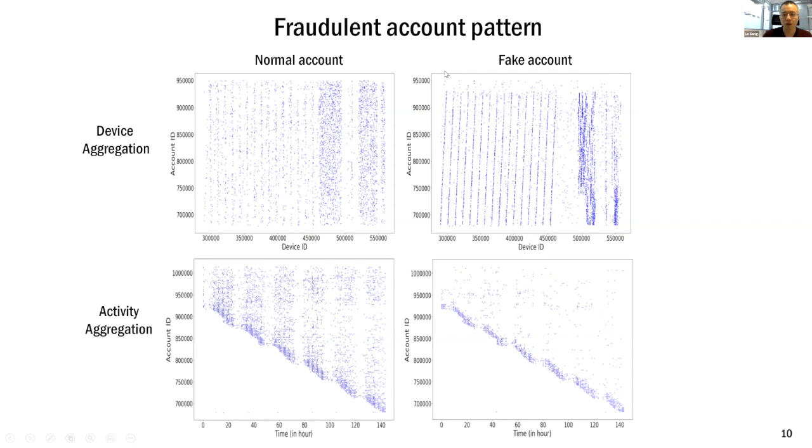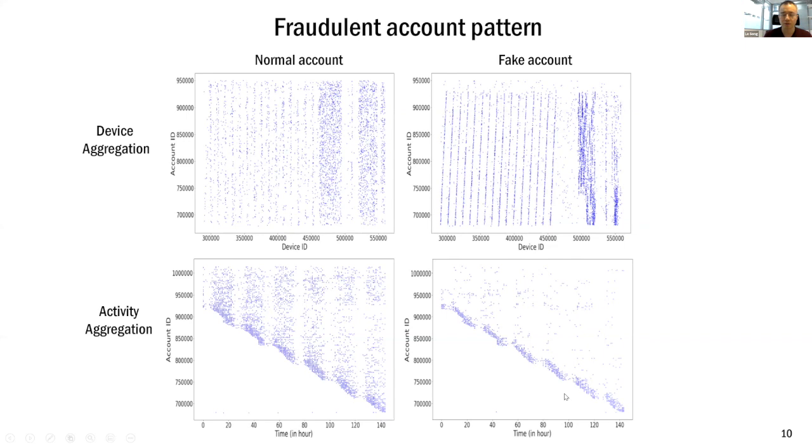But if you look at the right column, the fraudulent accounts, in terms of the connectivity between account ID and device ID, look very different from the patterns for the normal accounts. There are much clearer vertical lines appearing in the fraudulent account case. That means that for fraudulent accounts, some devices tend to have more accounts logged into them. It's just because some of these devices are expensive to get, right? The fraudulent people may create multiple accounts and just use a single device to log in. And for the activity, you can see there is much less activity for fraudulent accounts.